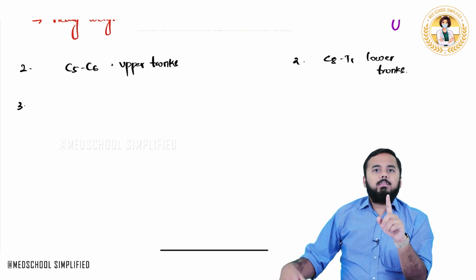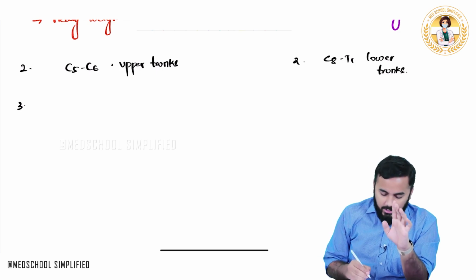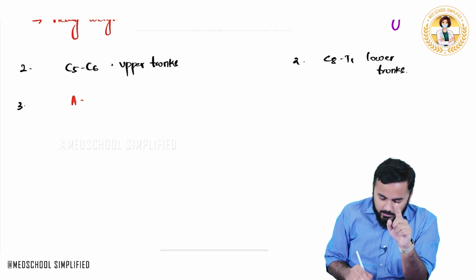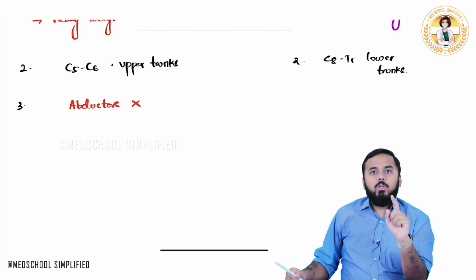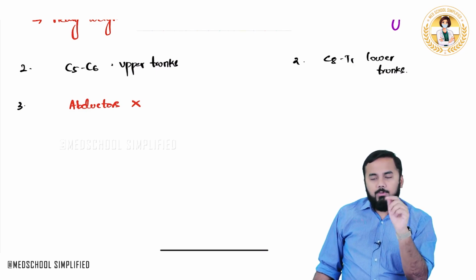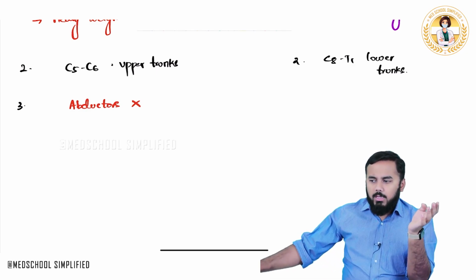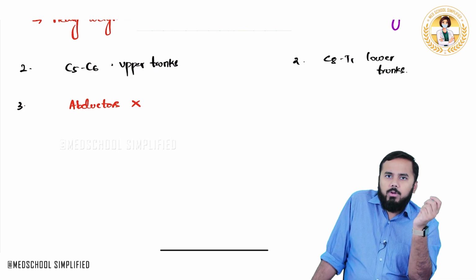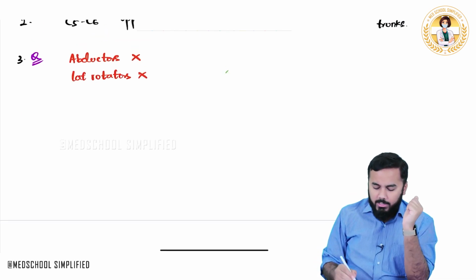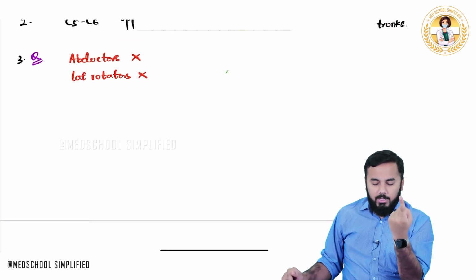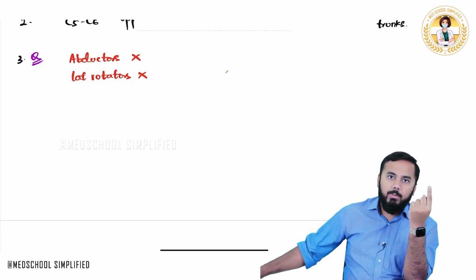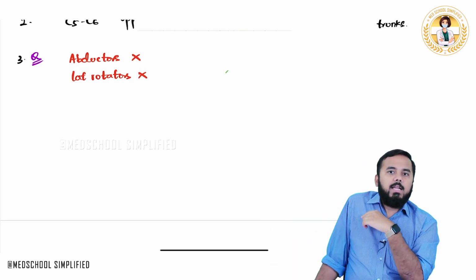So in Erb's palsy, what are not functioning? The first important thing is that abductors are not working. Not only abductors. So in this patient, if the abductors are not working, the hand is always adducted to the body. The first important thing I told you is that your arm cannot be abducted. That is the reason why it is adducted.